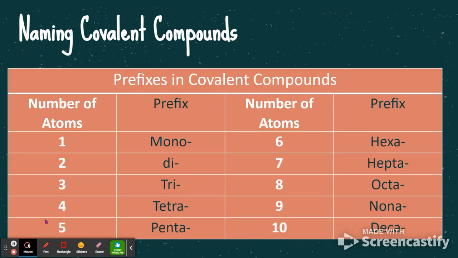We're going to go ahead and move forward. So I'm going to let you take a minute, and I'm going to let you write down all of our prefixes that we are utilizing. So 1 is mono, as we've seen already. 2 is di.